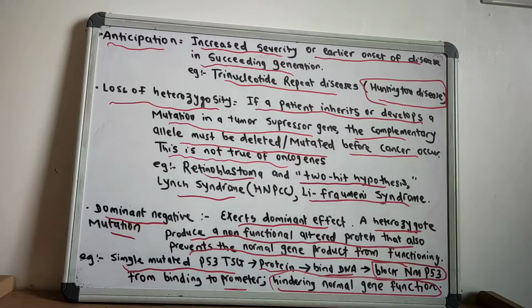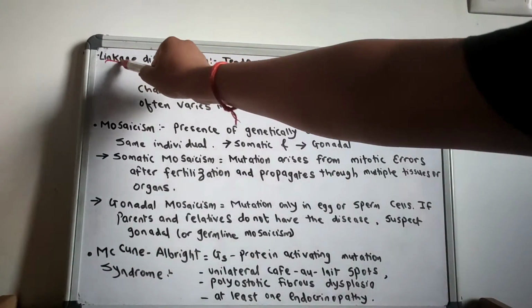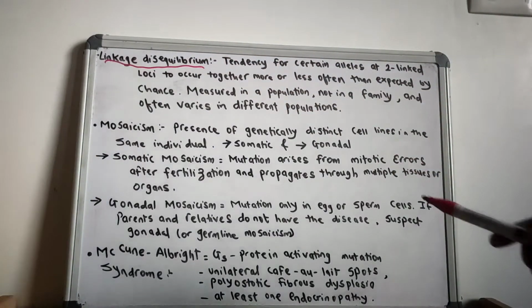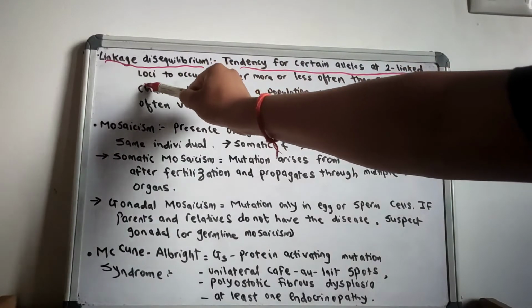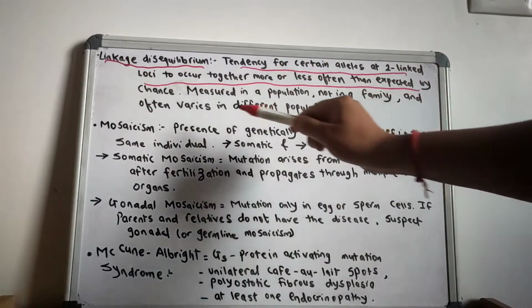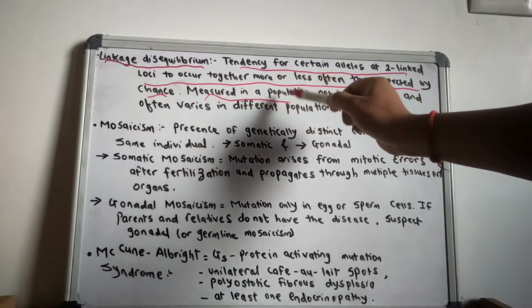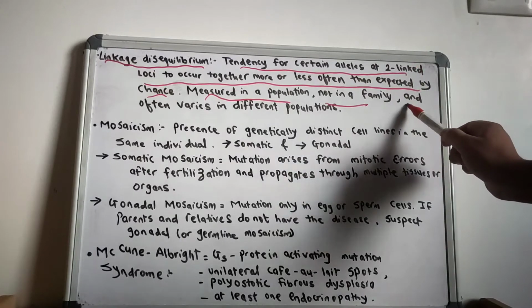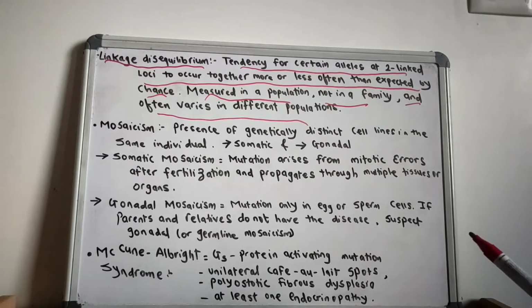Now let us move toward linkage disequilibrium. Linkage disequilibrium is the tendency for certain alleles at two linked loci to occur together more or less often than expected by chance. It is measured in the population, not in the family, and it often varies in different populations. So this is the concept of linkage disequilibrium.